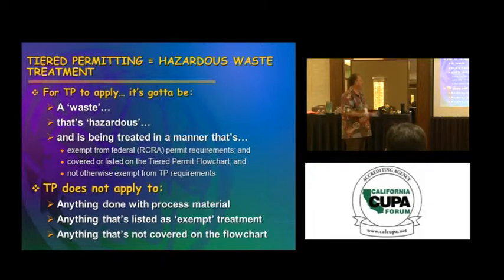All right, so again, it's hazardous waste treatment. For tiered permit to apply, what does it have to be? It has to be a waste. That waste has to be hazardous. And again, it has to be treated in a manner that's RCRA exempt, that's covered by the tiered permit requirements in the flow chart, and not otherwise exempt. So again, these are some of the questions that, as Steve mentioned before, it doesn't apply to anything that's a processed material.